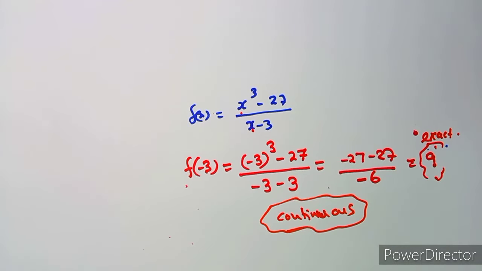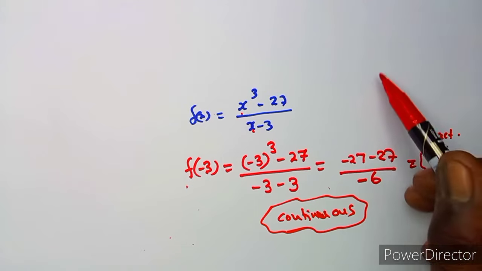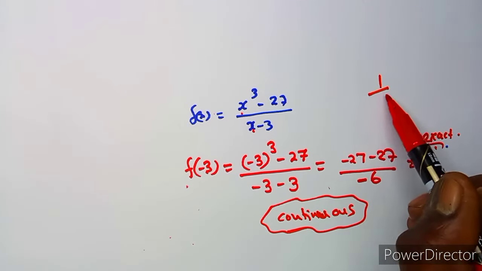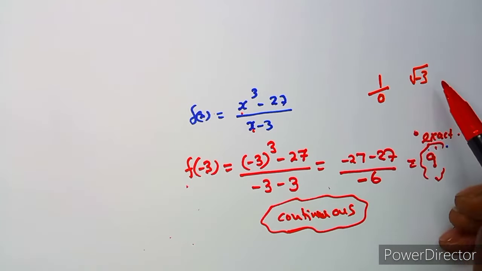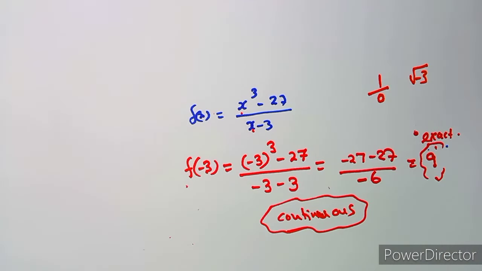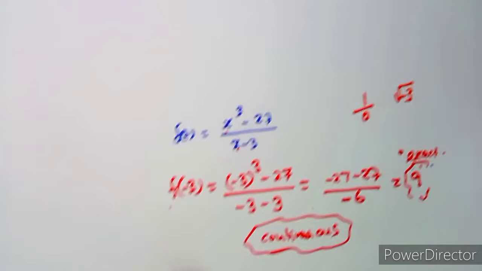Discontinuity may be obtained maybe from 1 over 0 like that. This one is discontinuous, or maybe the square root of a negative number. This one is discontinuous. But this one is continuous. It's exact. It's an exact value. All right, so that's what we had from this part of the question paper.